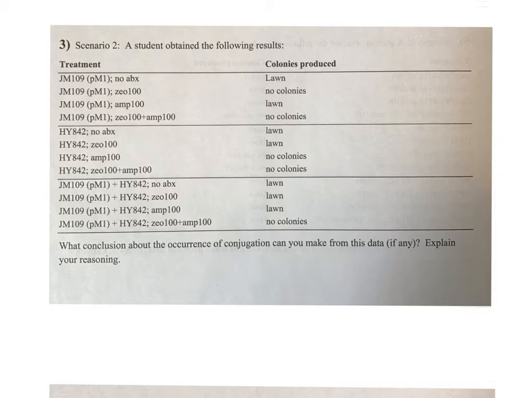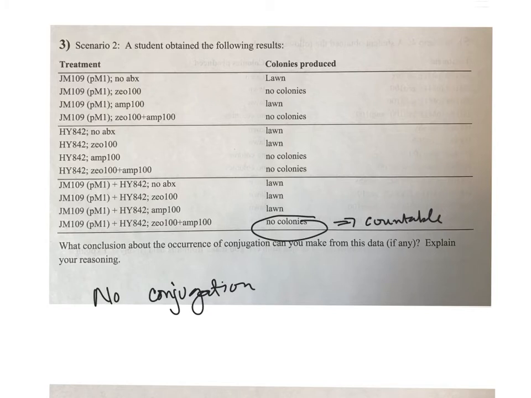Based on the production of colonies and where you see lawns and no colonies or countable colonies, if you look at all the controls, they actually seem to work in this experiment. The only thing that didn't work was actually the JM109 with HY842 with both antibiotics. We see no colonies. If it worked, we should have seen countable colonies, but we did not. So you actually could conclude here that no conjugation took place.